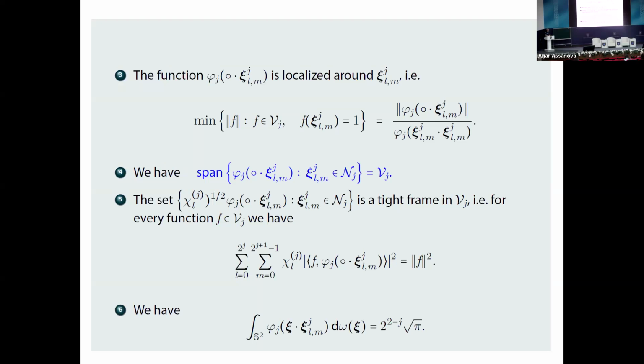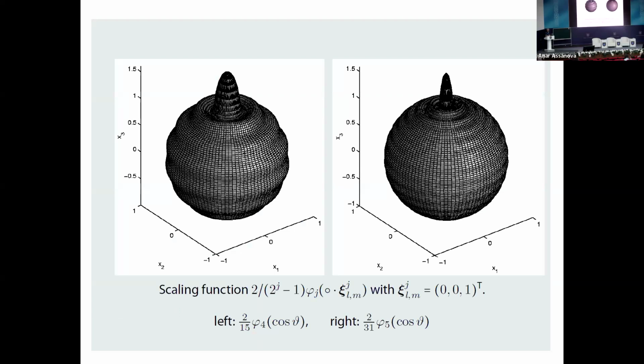And again, some normalization: if you integrate the function phi j by itself, only shifted to the function psi j Lm, you get every time the same value. Here you see these localized basis elements.